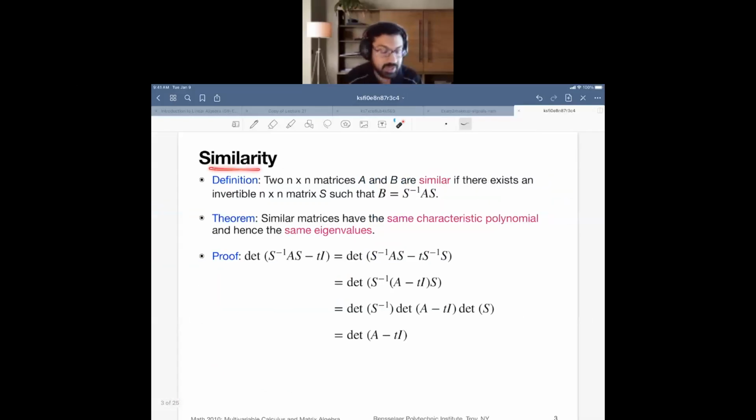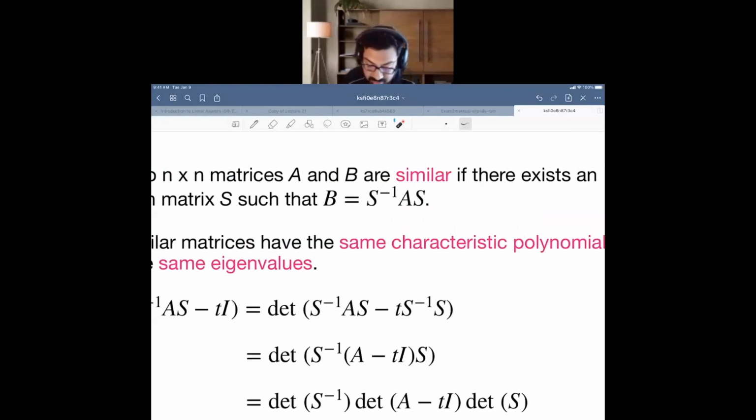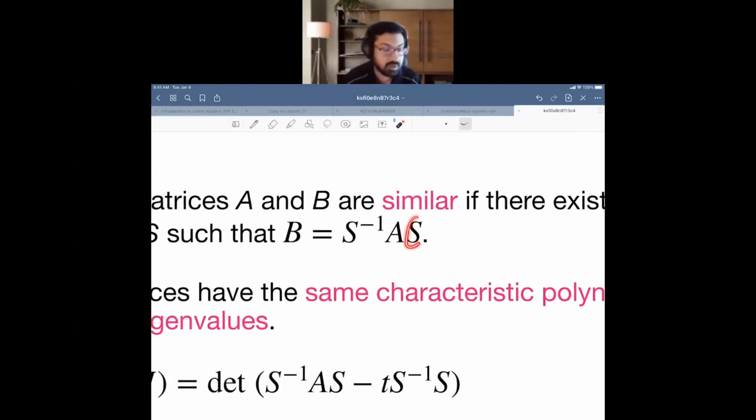Now we are ready to look at the definition of similarity. Two matrices A and B are considered to be similar if this particular condition holds true, which essentially means that there is some matrix S that you can use with A to get B. A and B are similar if you take A, post-multiply it with S, pre-multiply it with S inverse, and you get B.